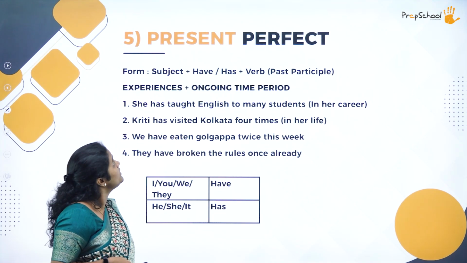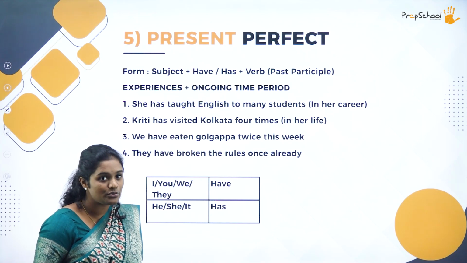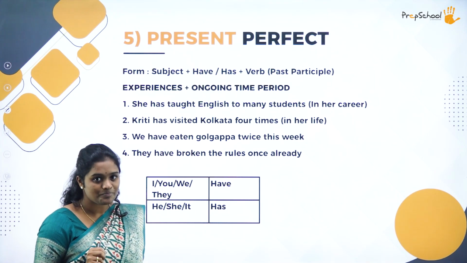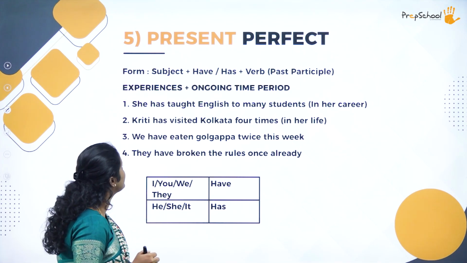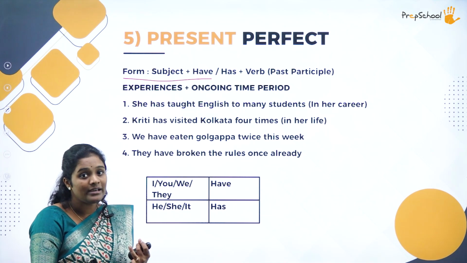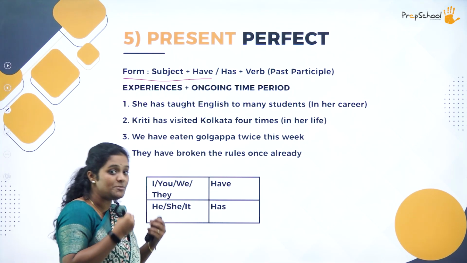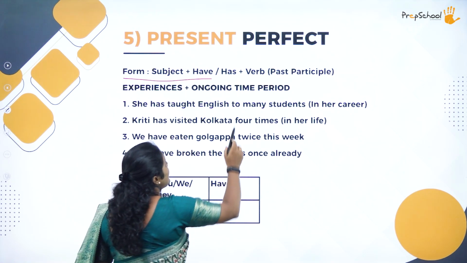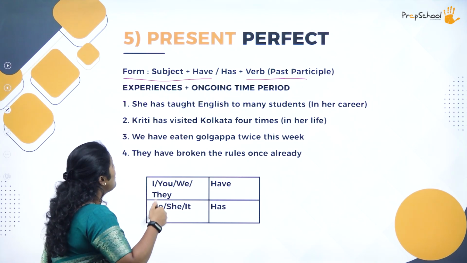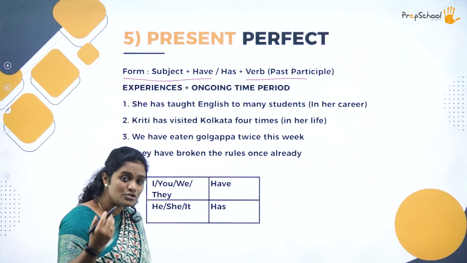Then moving forward to the fifth kind of tense that we are going to take up, which is the present perfect tense. Now, in case of present perfect tense, the format is as such. There is a subject, and you have to add have or has in the present perfect tense. Then verb in the past participle. Let's understand the sentences and where these kinds of tenses are used.